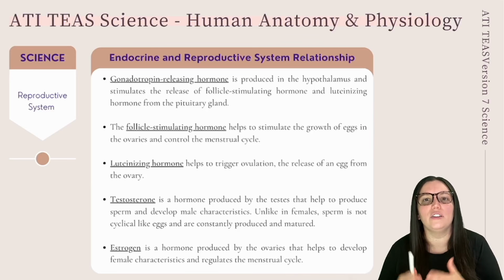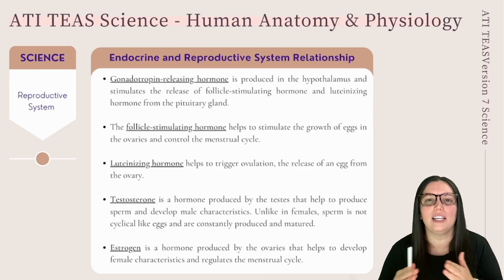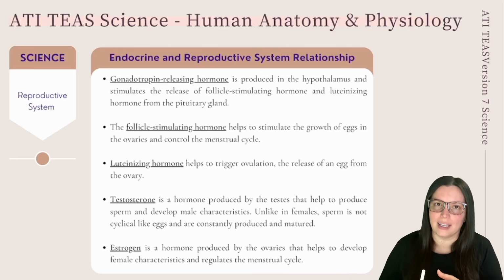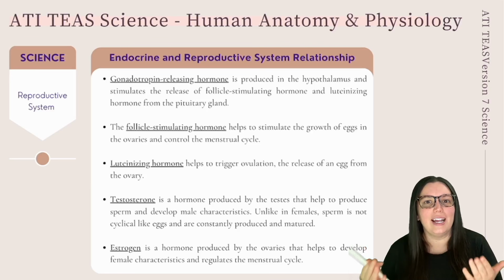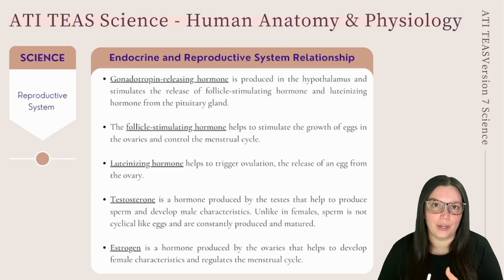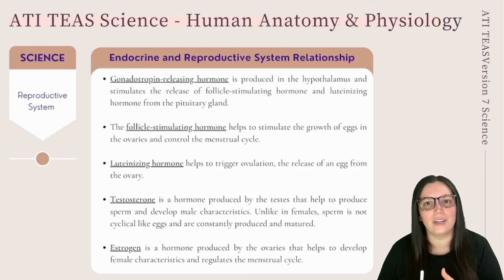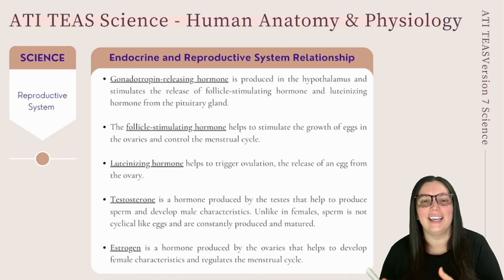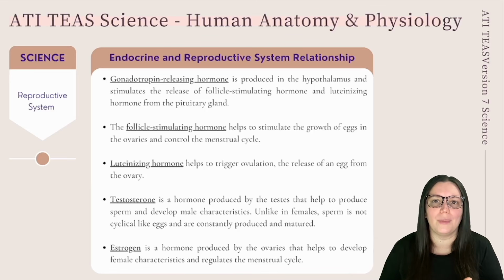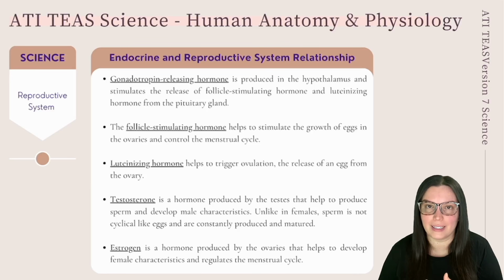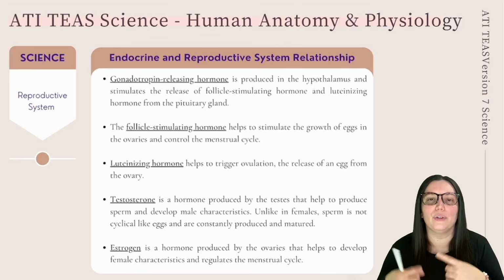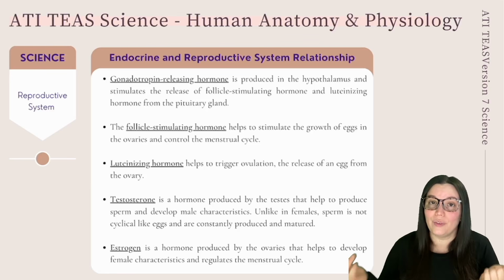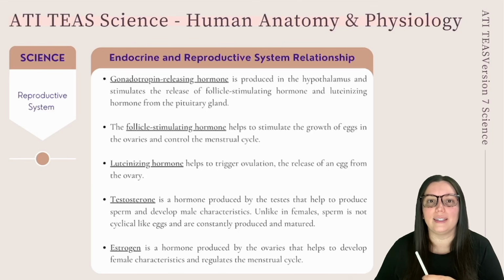You have the follicle-stimulating hormone, which helps to stimulate the growth of eggs in the ovaries as well as control the menstrual cycle. Luteinizing hormone helps to trigger ovulation, and they release an egg from the ovary. Testosterone is a hormone produced by the testes that helps with the production of sperm and development of male characteristics. Unlike in females, sperm is constantly being produced and matured, whereas with females, the egg is only released once a month.